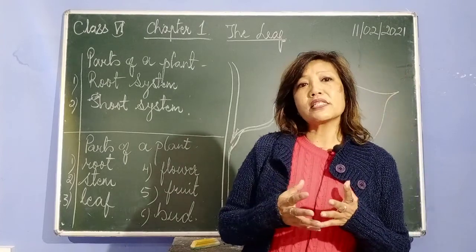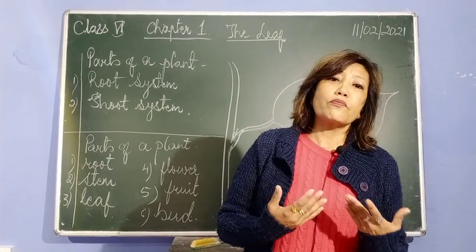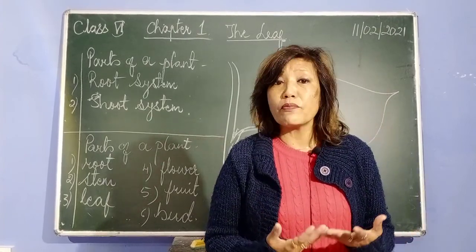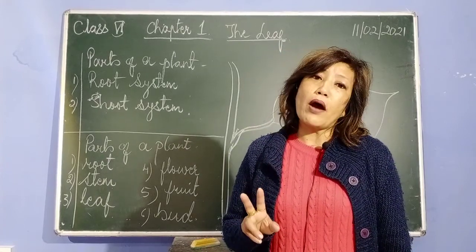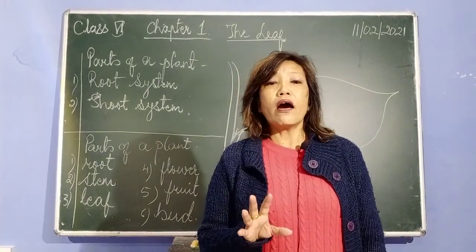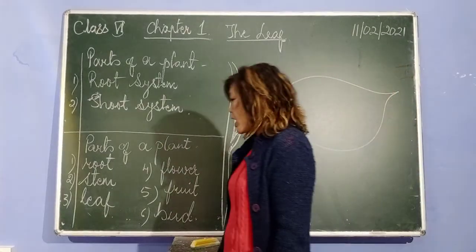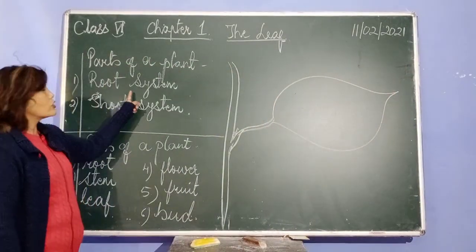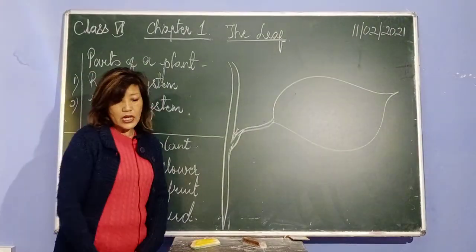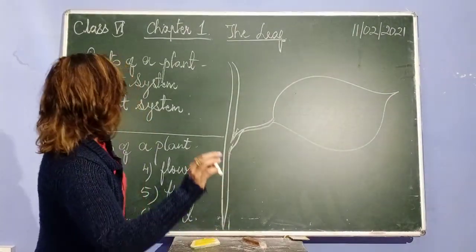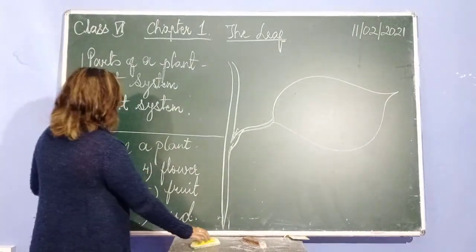Alright, so though the plants are different in their external features, though some plants are big, some are small, some are useful, some are harmful, all these plants consist of two main parts. And what are those two main parts? The two main parts are the root system and the shoot system. Now, you know what is the root and what is the shoot. Now, how do you define the root system and how do you define the shoot system?